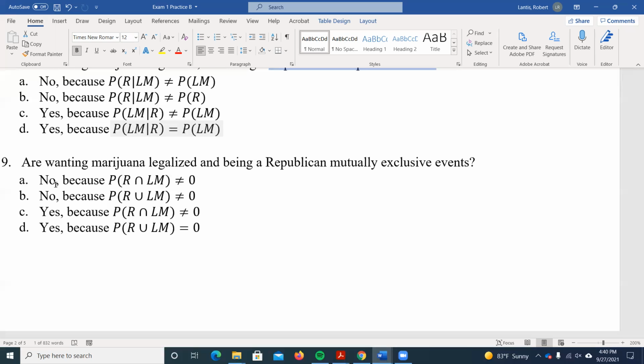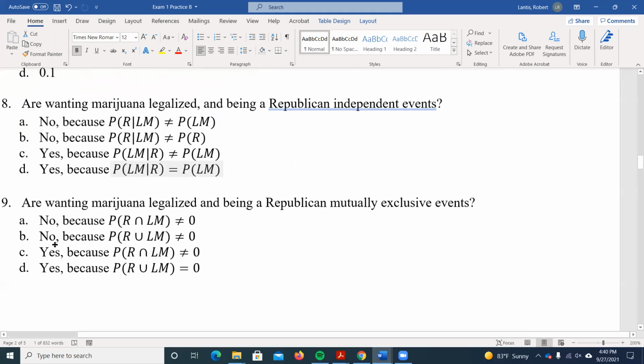So number 8, which is a little bit tougher. Mutually exclusive is kind of easy to check. Quick question: say if it said "or", I don't know if that will make sense, but wanting marijuana legalized or being a Republican, would the answer be B? So this is a little bit weird, right? I understand your confusion. So what might be a better way?